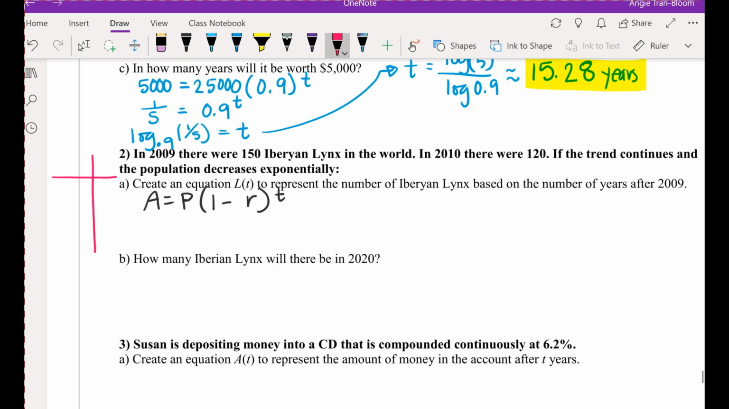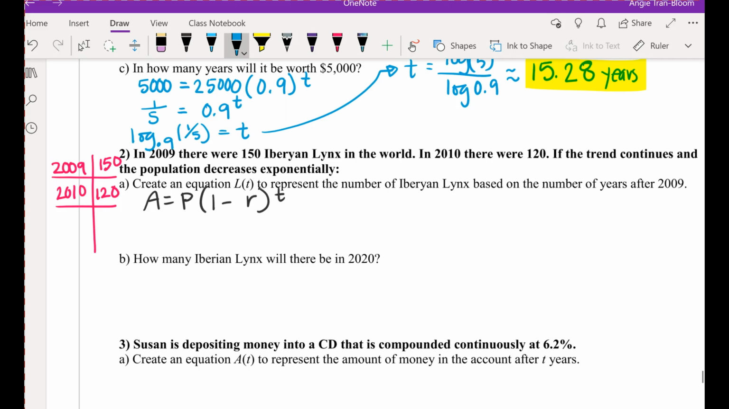The first year that they gave you was 2009. And how many were left in 2009? 150. Then they give you 1 year later. What happened? We lost 30. Yep. They said it is now 120. For us to write an equation in terms of t, we are going to eventually fill in everything except your t. Do we know the rate right now?